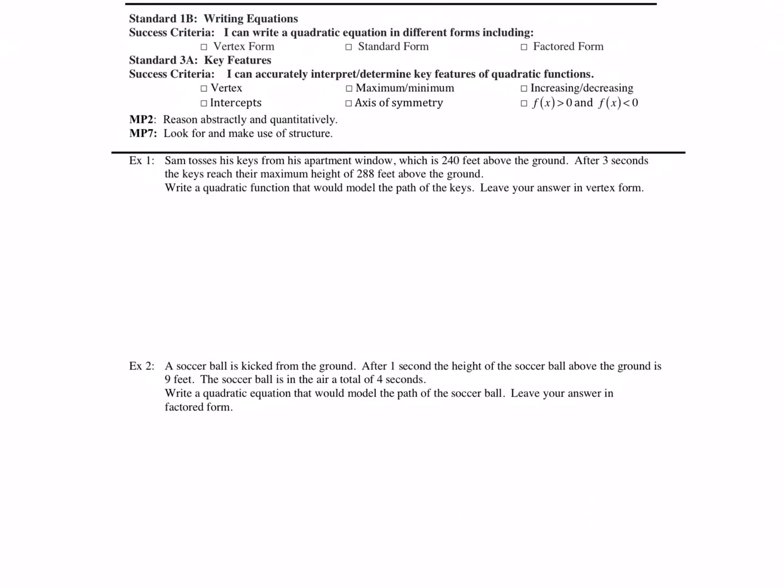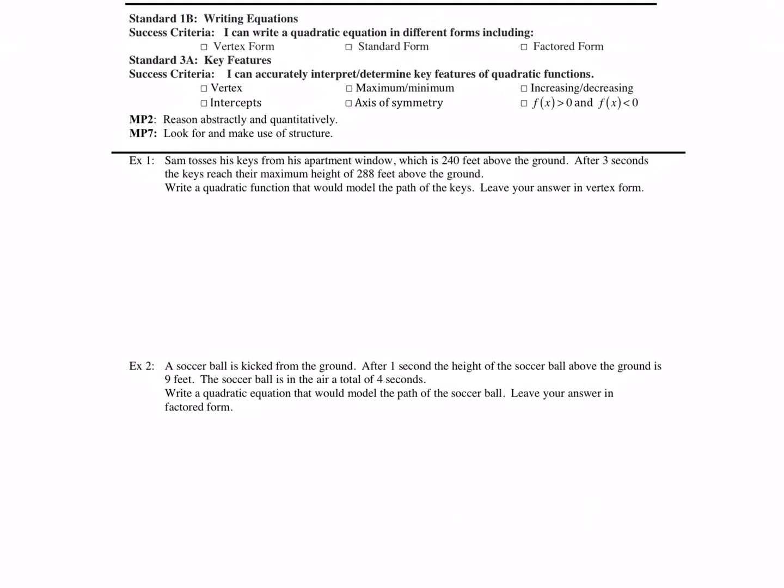So let's start by reading example number 1. Sam tosses his keys from his apartment window, which is 240 feet above ground. After 3 seconds, the keys reach their maximum height of 288 feet above ground. Write a quadratic function that would model the path of the keys. Leave your answer in vertex form.